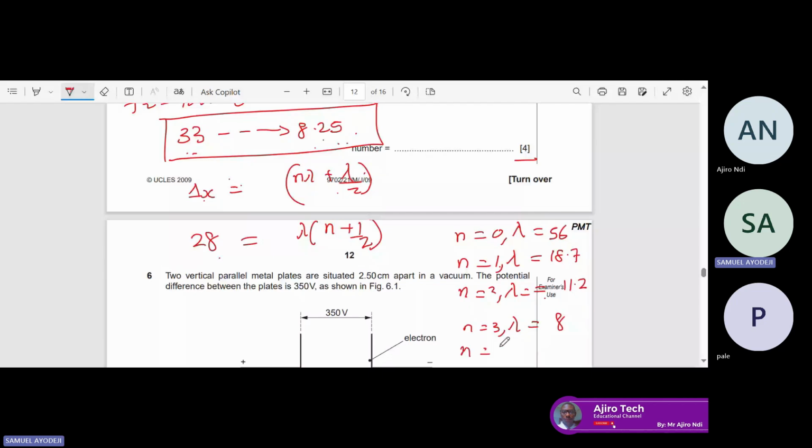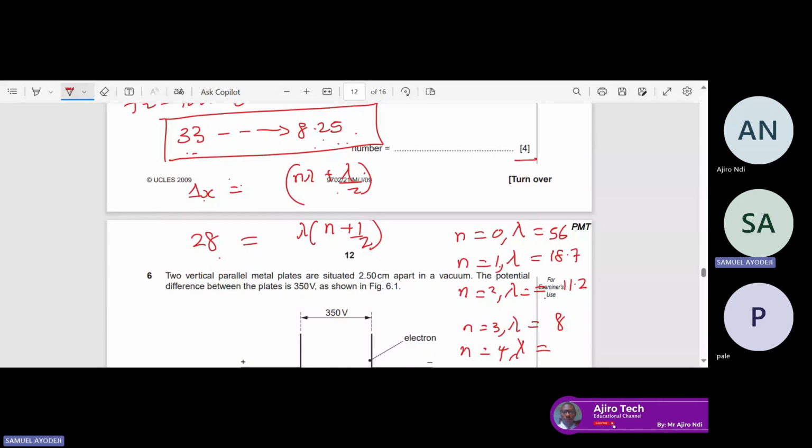Let me try it last. I don't think this will go beyond. When n is equal to 4, let's go to 4. 6.2. Oh, 6.2 is below.